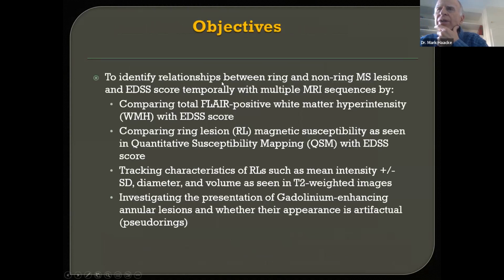So we wanted to try to identify the relationships between ring and non-ring MS lesions and correlate this to the EDSS score. And so we compared the total FLAIR positive white matter hyperintensity volumes with EDSS score. We compared the ring lesion susceptibility as seen with QSM with EDSS. And then we tracked these changes over time. And in this particular cohort, we actually scanned most of them for over a 2-year time period, not a 6-month time period.